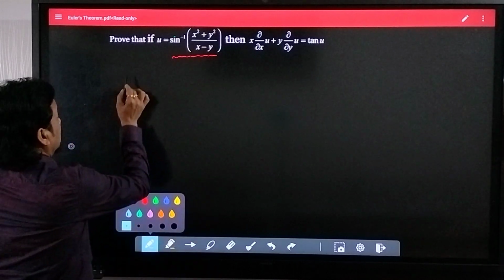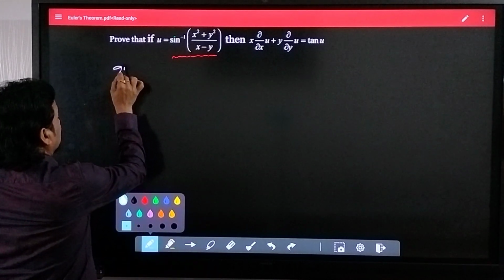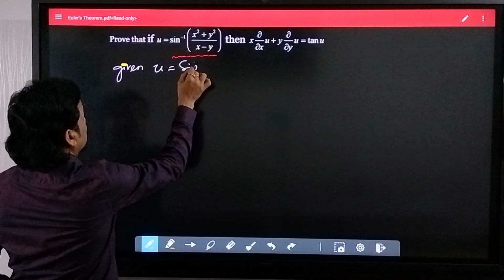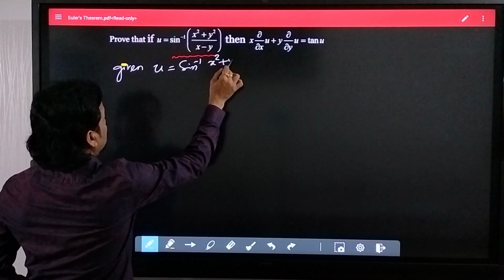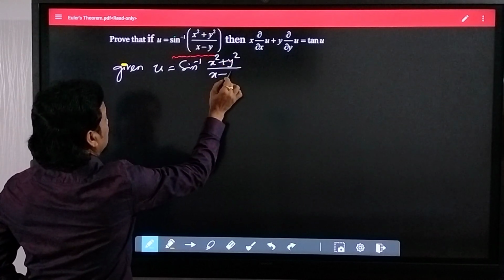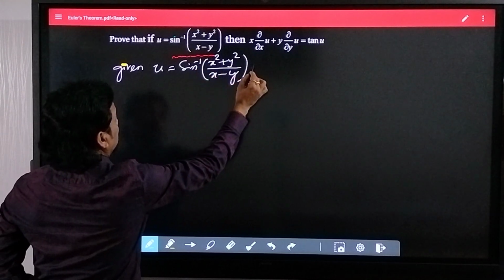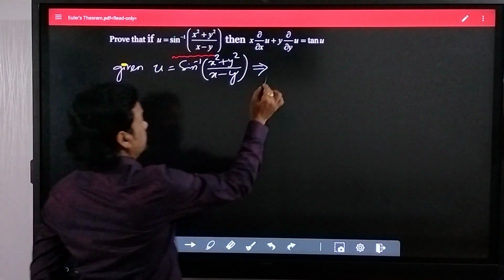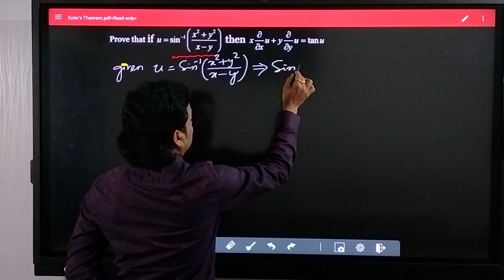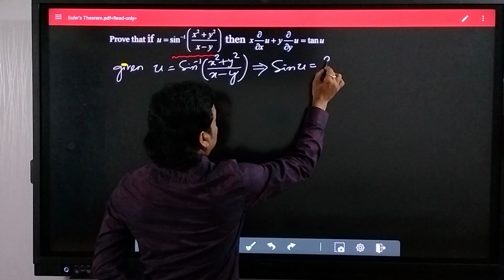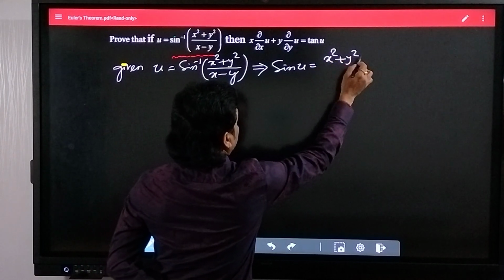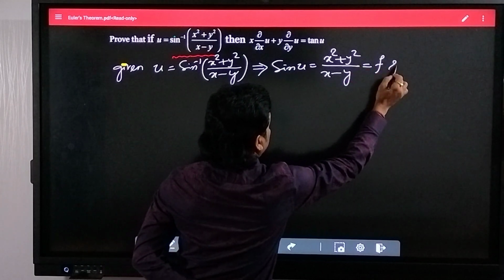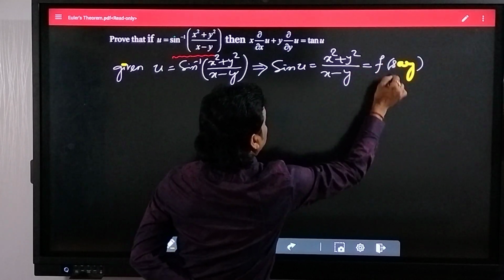See here, given u is equal to sin inverse of (x square plus y square) divided by (x minus y). Here, it implies, let us take sin inverse to this side. So it becomes sin u. Sin u is equal to (x square plus y square) divided by (x minus y). So let it be f, say.